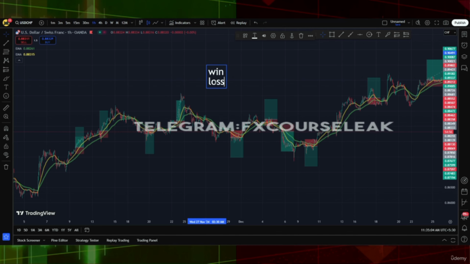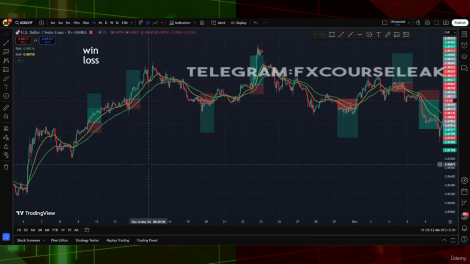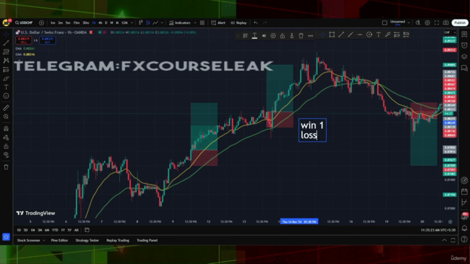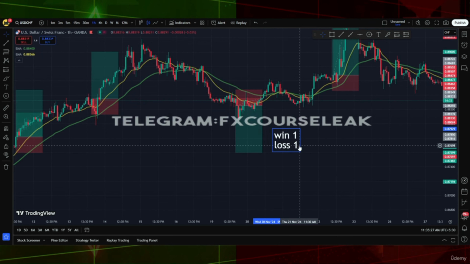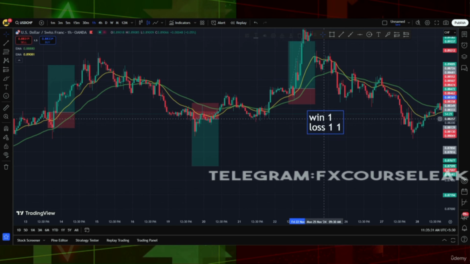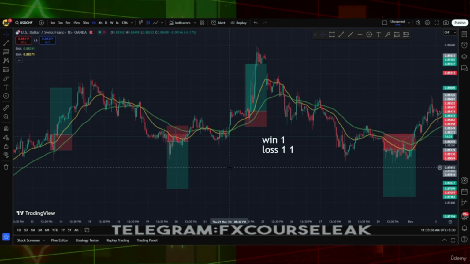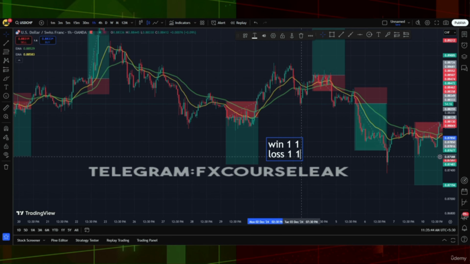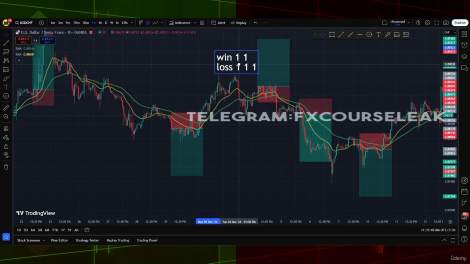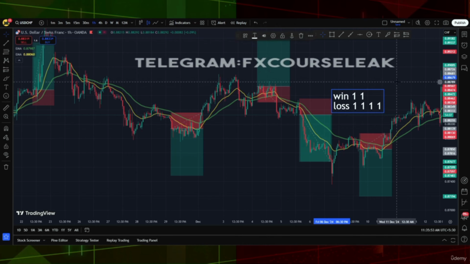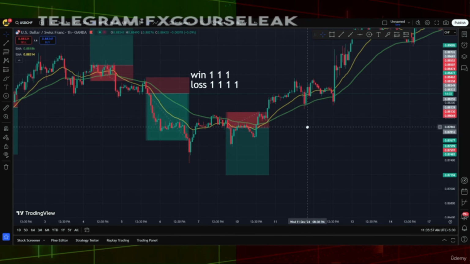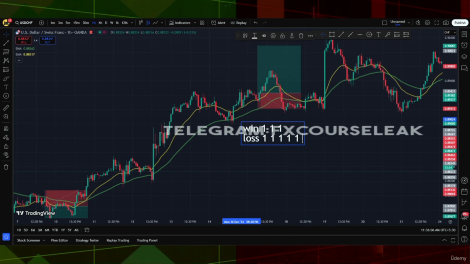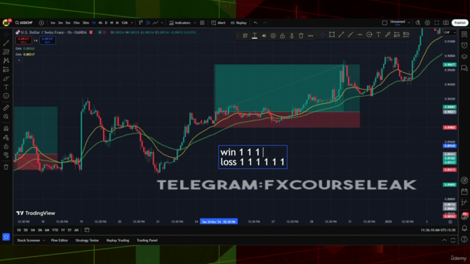Now let's look at our win rate for this strategy. So we have a winning position here, a losing one over here, another losing one, then a winner position over here, a losing position, and again another loss. But then we have another winning trade, then a loser again, another loser, and the last position went into the winning side.